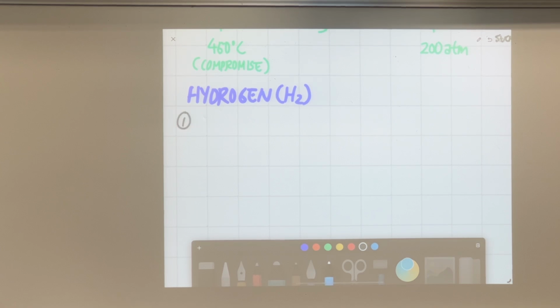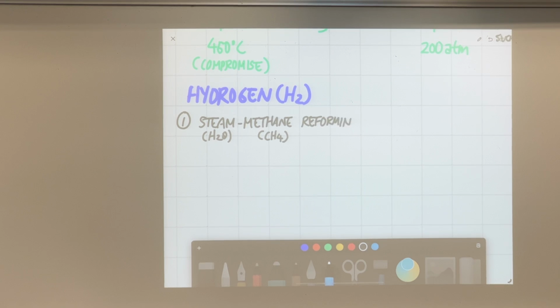So method 1, we call it steam methane reforming. Steam is of course H2O gas, methane is CH4. Reforming means you rearrange the atoms in a new way to form the product. So you have CH4 plus H2O. I have saved you the trouble of copying this equation. I have typed it for you already. So it's methane and steam reacting to form carbon monoxide and hydrogen.